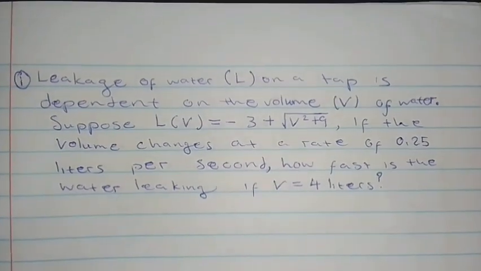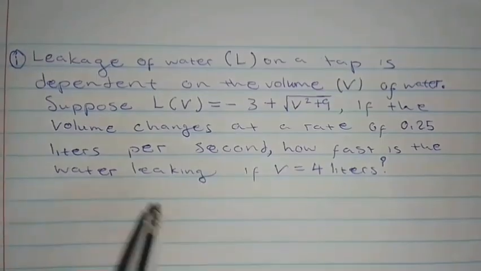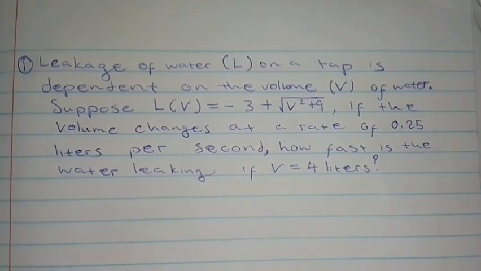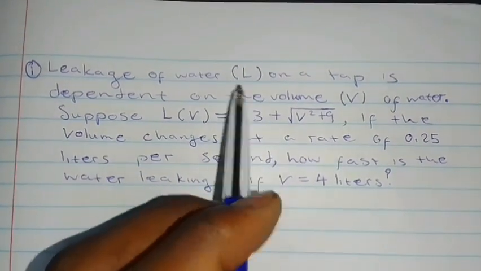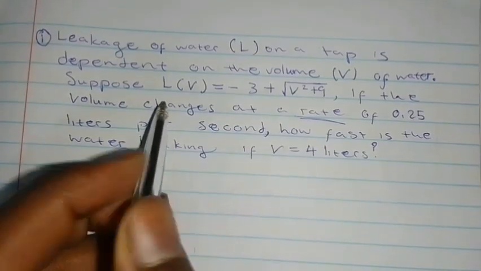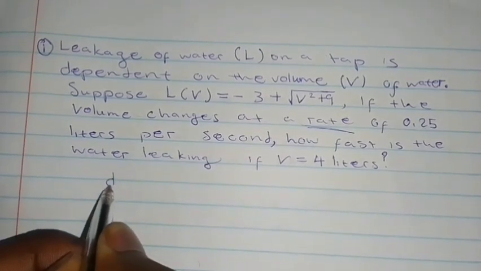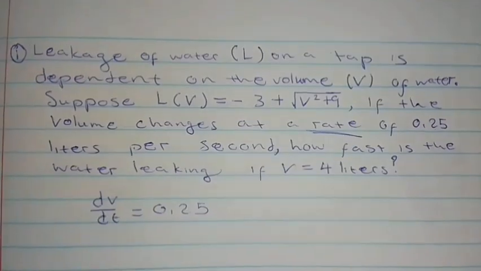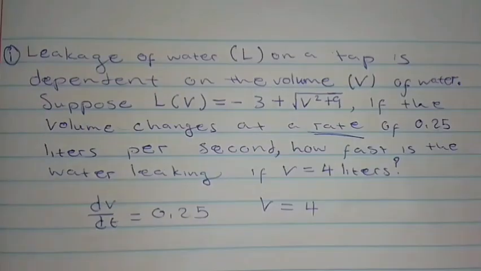Now, the first step on this is to analyze what's given, and if possible, try to write that in differential form. Now, let's see what's given. Here we have a rate at which the volume is changing. That means we have dv over dt. This is provided to be 0.25. And it's further given that v equals 4.